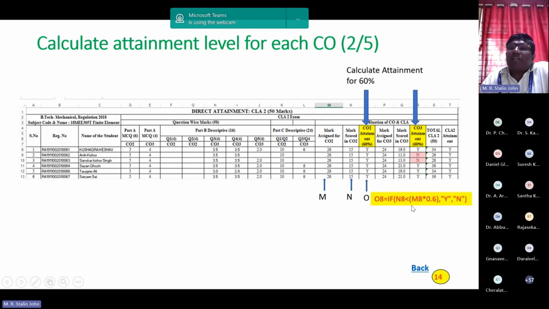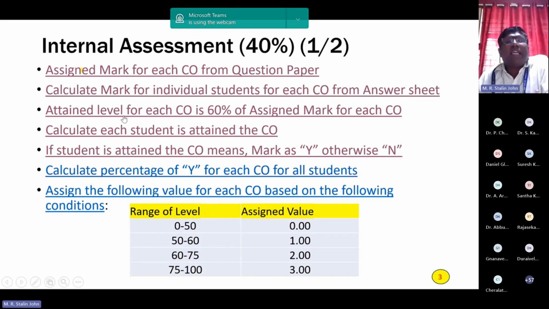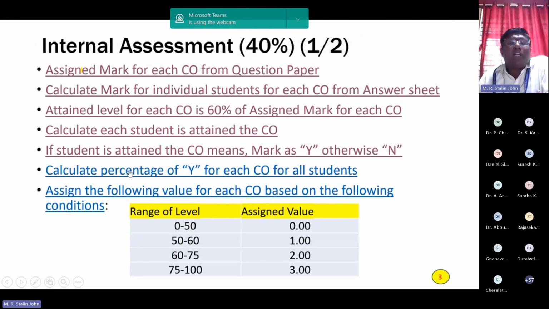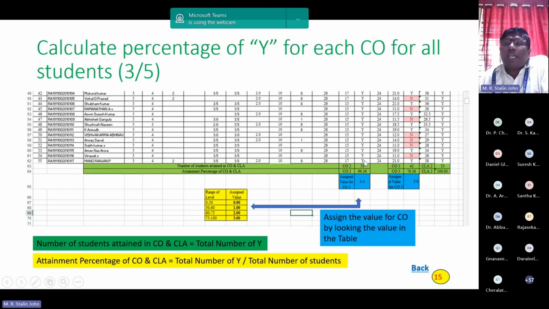For each cell, the formulas are also given. We prepare the Excel sheet, and that Excel sheet also contains the same formula. Then the attainment level of CO for 60%, and we calculate it for the students for each CO. If the student attains the mark of 60%, or now 50%, we mark it as yes. And we calculate the percentage of yes. After calculating that, we know the number of students who attained the CO, and counting the total number of yes, we calculate the percentage of level.